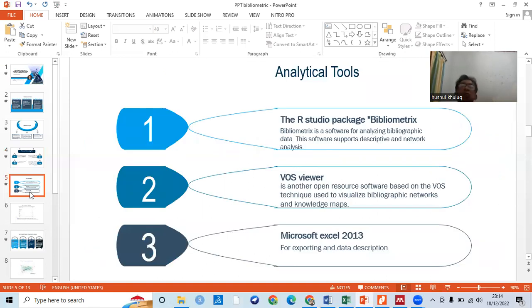Analytical tools. The RStudio package bibliometrix. Bibliometrix is a software for analyzing bibliographic data. The software supports descriptive and network analysis. VOSviewer is another open source software based on the VOS technology. Used to visualize bibliographic networks and knowledge maps. Microsoft Excel is for exporting and data description.